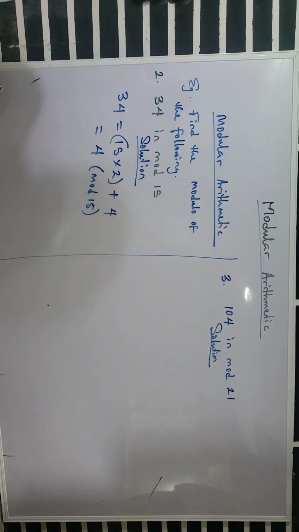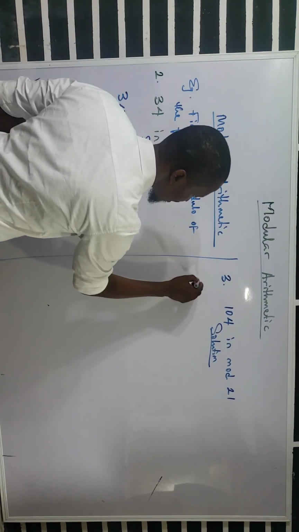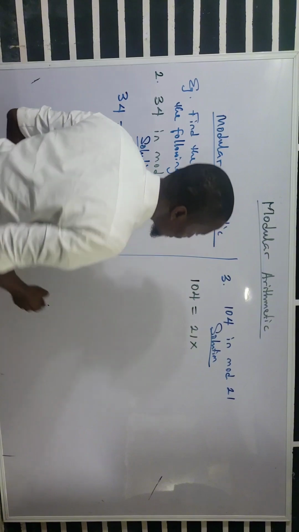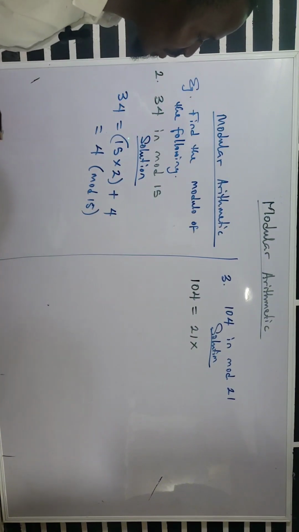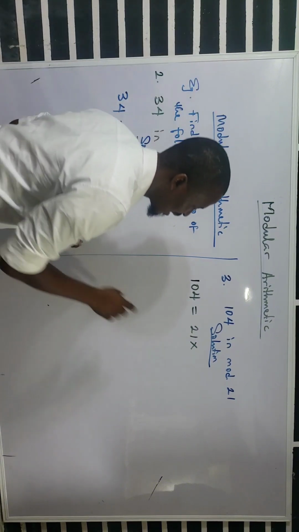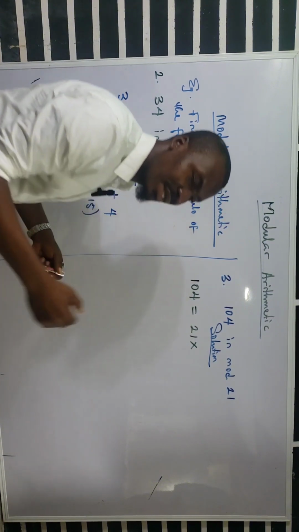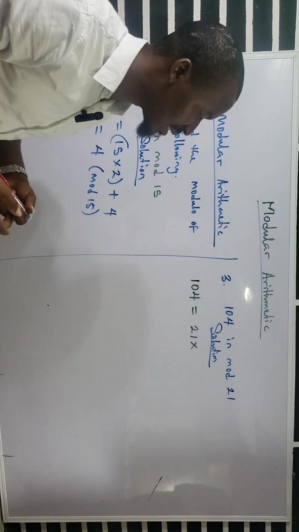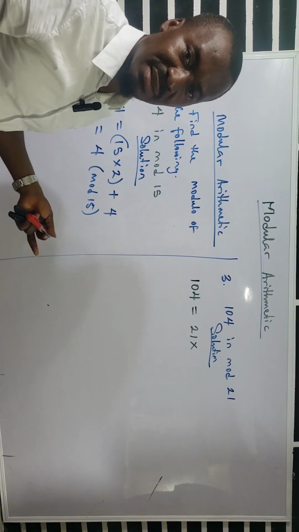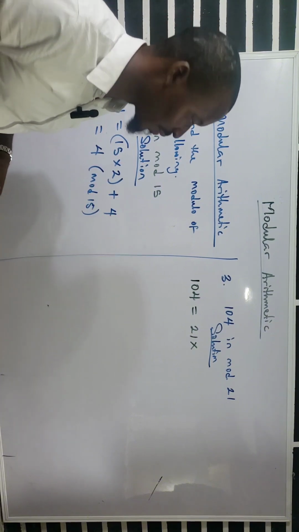So here we have 104 in modulo 21. So that will give us 104 equals 21 times which number will give us closest to 104? Remember, the remainder must not be up to the modulo. Okay, so we must get a number that is less than the modulo. Sometimes it can be the exact value, where nothing is remaining, so we have it as 0.